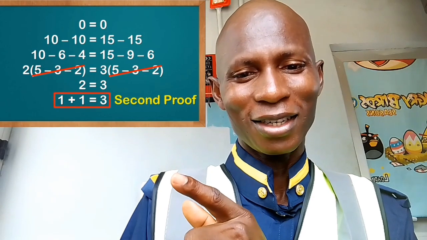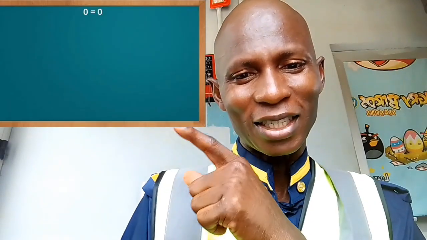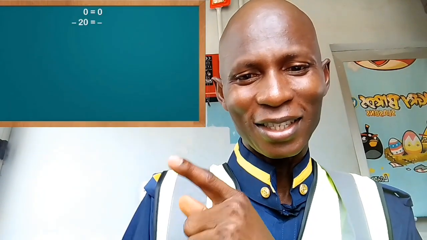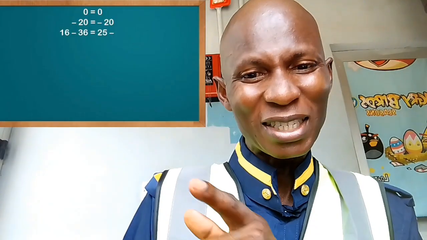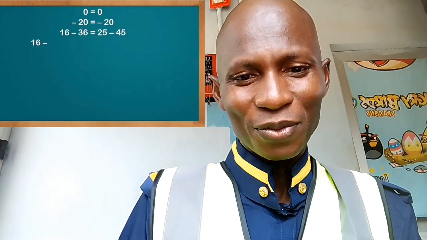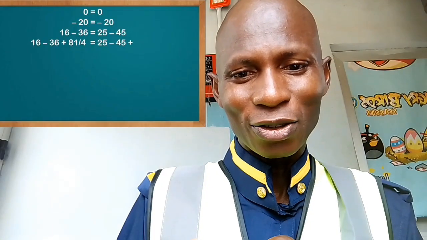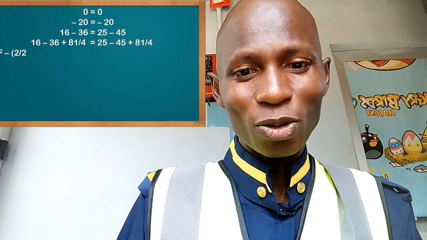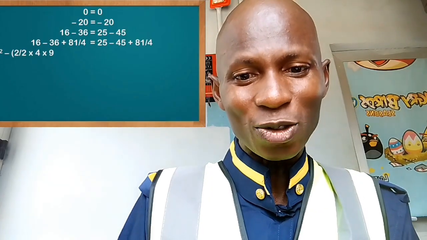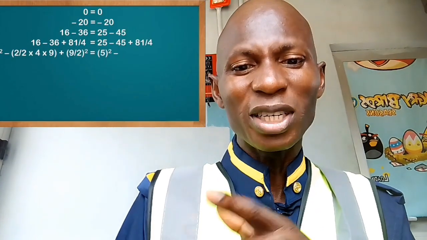Yes, let us start the next one. 0 equal to 0. Minus 20 equal to minus 20. 16 minus 36 equal to 25 minus 45. You can see already the mistake. 25 minus 40 and 16 minus 36. So this one, 25 minus 40, is greater than this one, 16 minus that. So 1 is already greater.